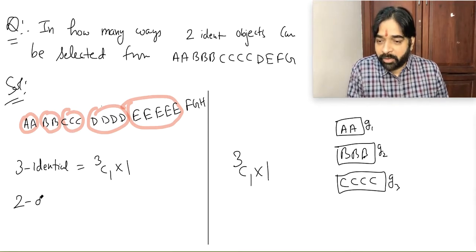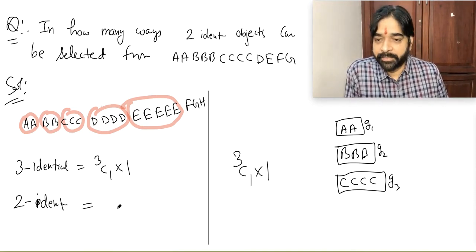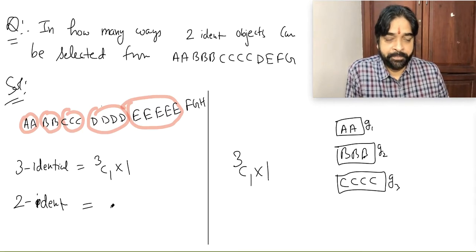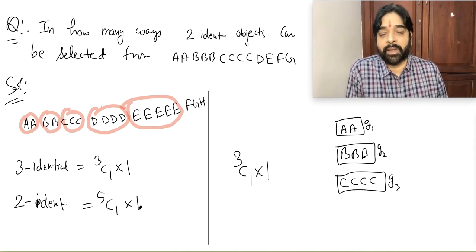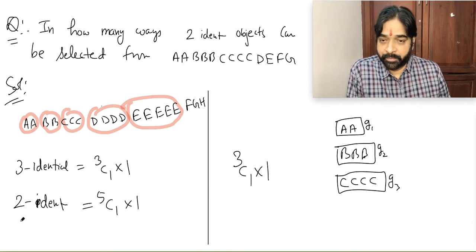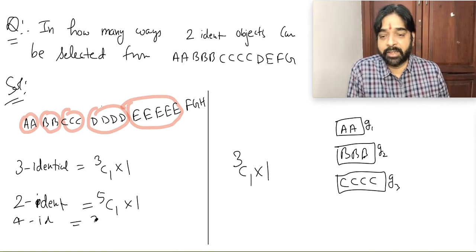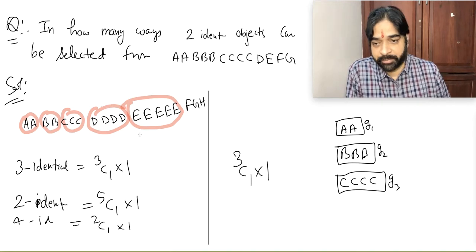Two identical, speak out in the same style. Everybody answer me. Two identical. Very simple. Now all five groups can provide two identical, 5C1. Only one group I will select, into one. Yes or no? Okay. Four identical, easily you can understand. 2C1 into 1.